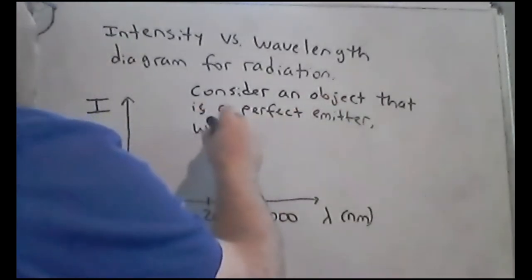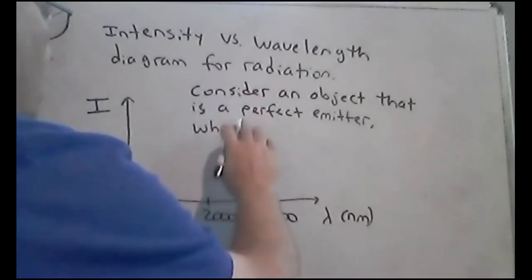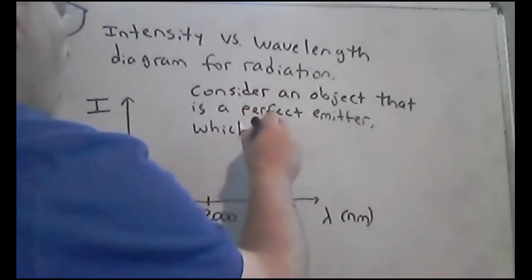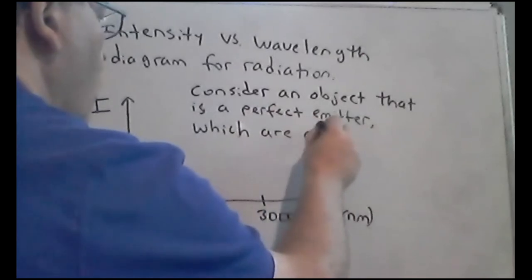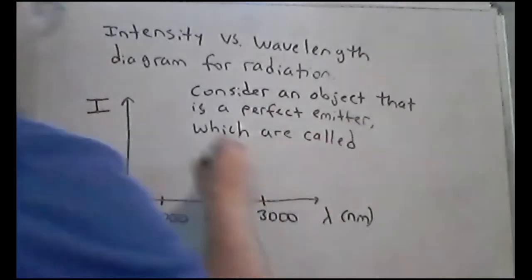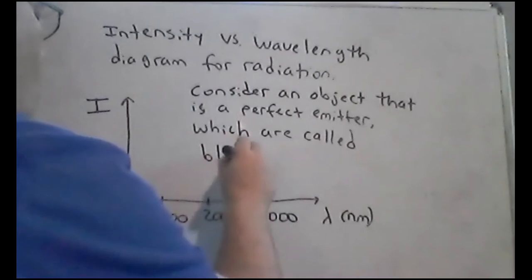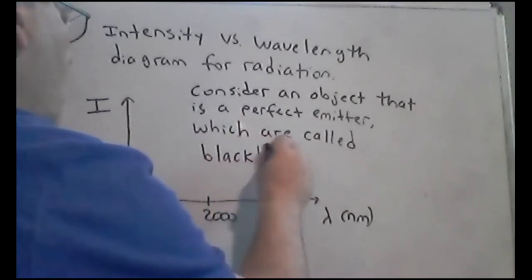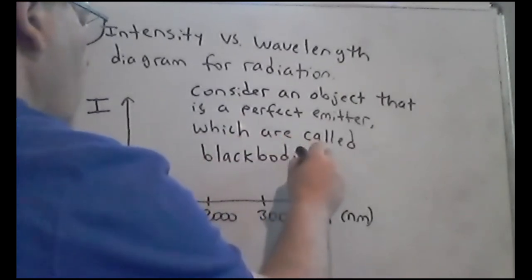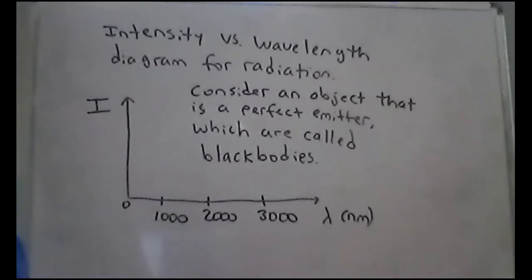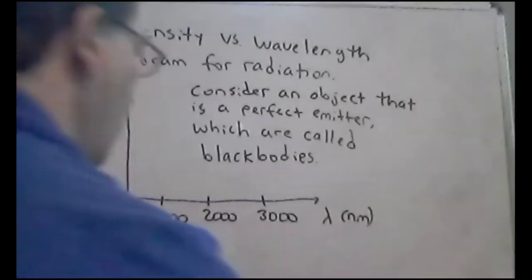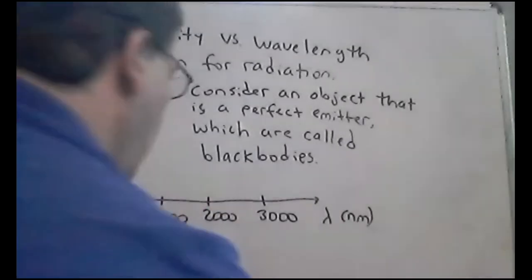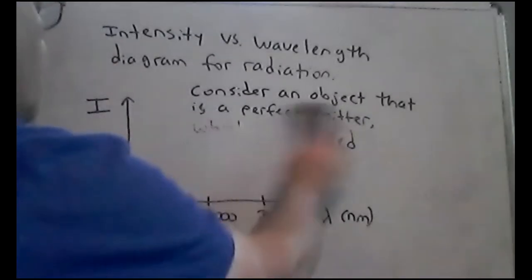The perfect emitters are called black bodies, and I'll explain that in a moment. Consider what are called black bodies, which are objects that are perfect emitters. I'll explain why they're called black bodies in a moment. Let's imagine we have a black body.